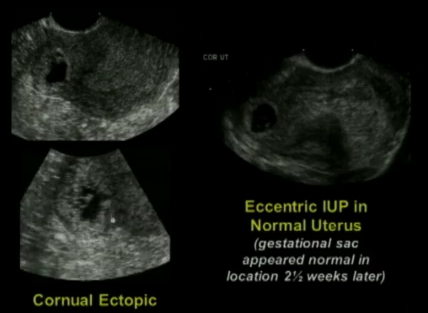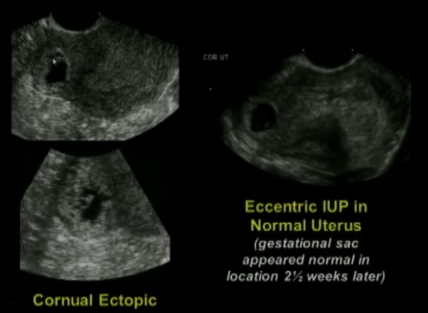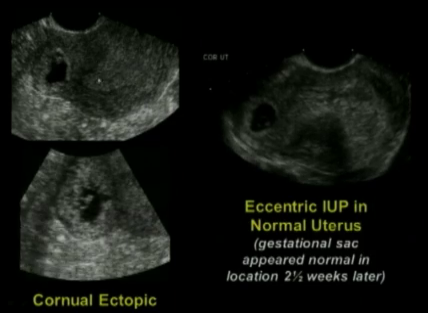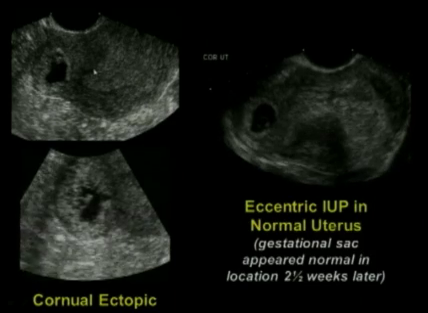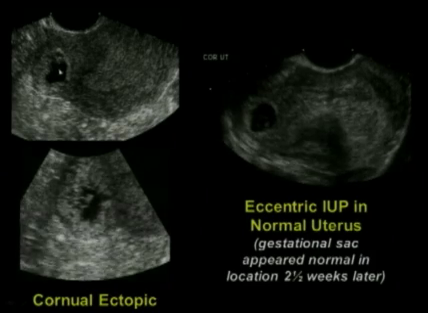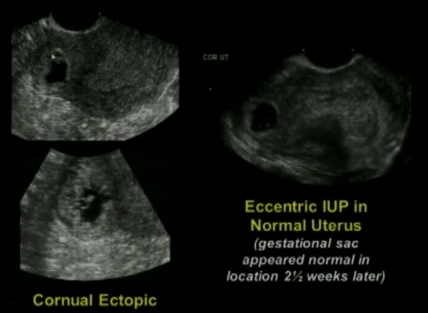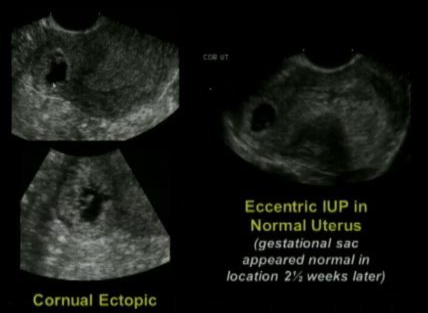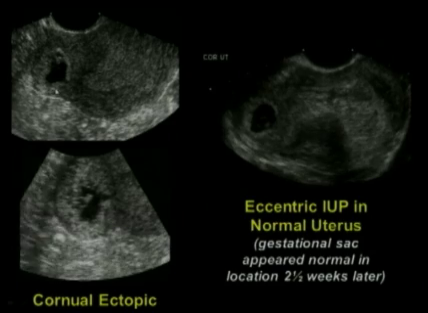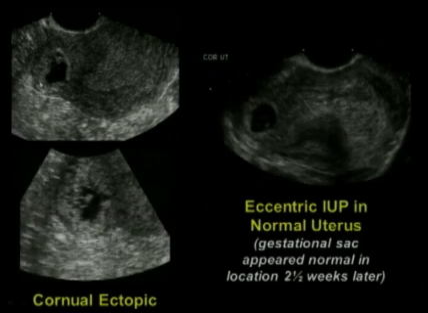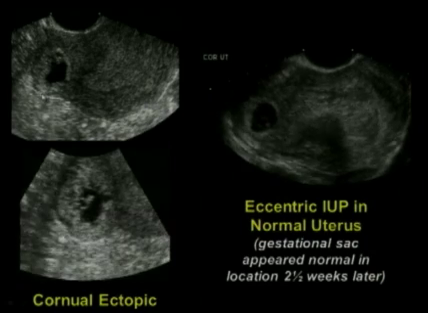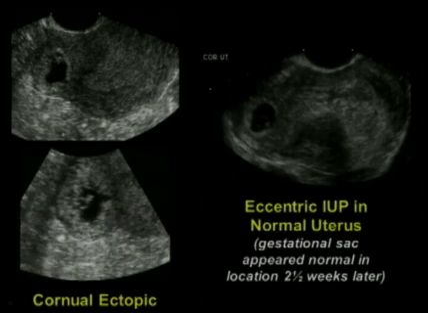Just by way of example, this is a cornual ectopic pregnancy. There's the body, the decidua or endometrium in the body of the uterus. Way out on the left side of the uterus, there's a gestational sac, and you can see that it bulges the edge of the uterus and that the bright echogenic tissue around it extends all the way out to the edge, serosal edge of the uterus. This is abnormal. This is a cornual ectopic pregnancy.